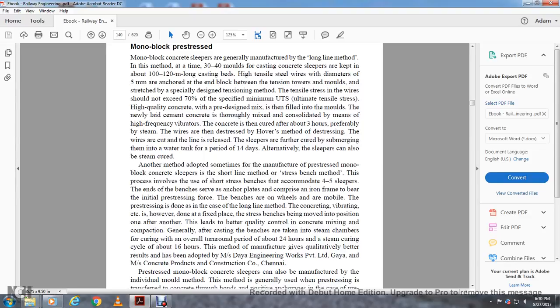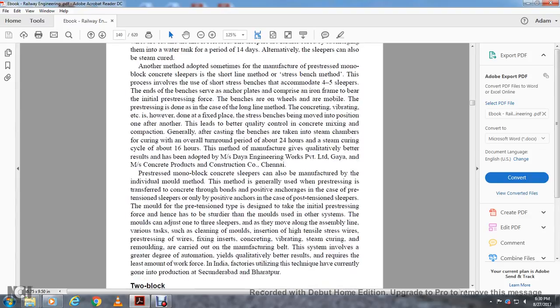This method of manufacturing gives better quality results and has been adopted by the MS Gaia Engineering Works, the PV Limited Edition Gaia, and MS Concrete Products Construction Company, Xi'an.